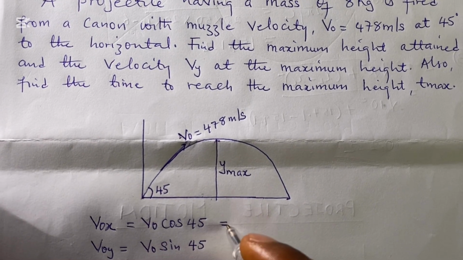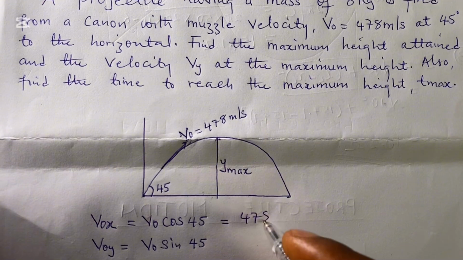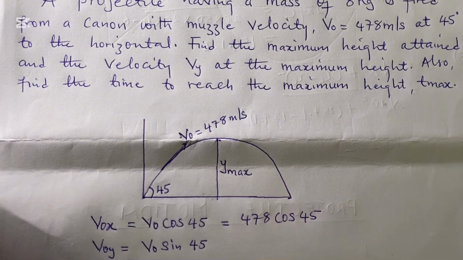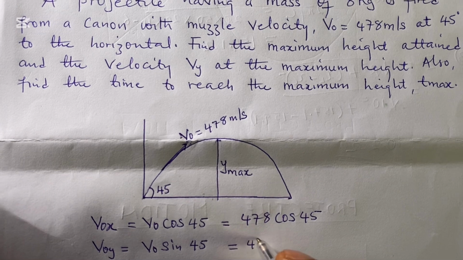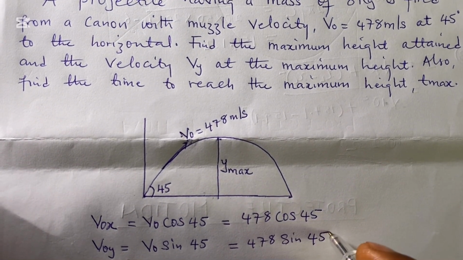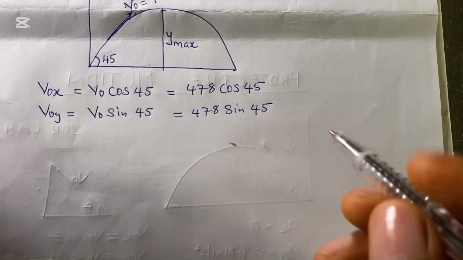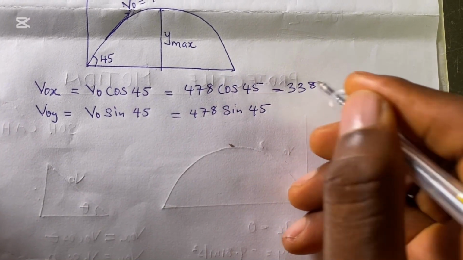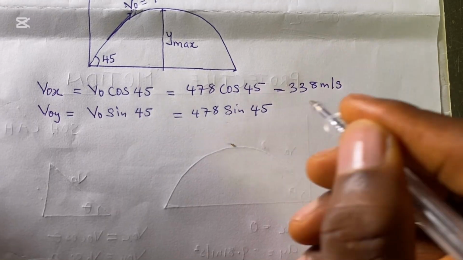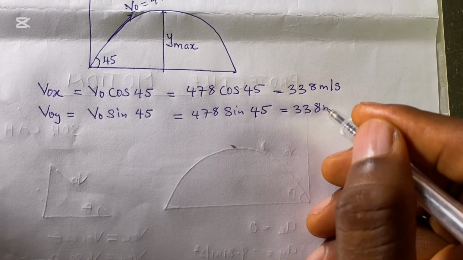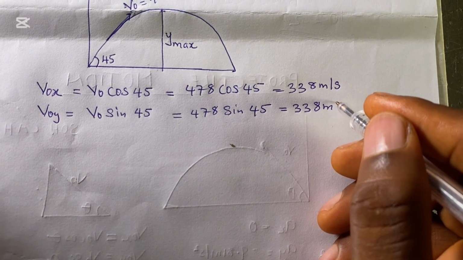So this is equal to 478 cos 45 and 478 sine 45. This is going to give us approximately 338 meters per second. Same value here. It does not mean that your v naught on both axes will always be the same.